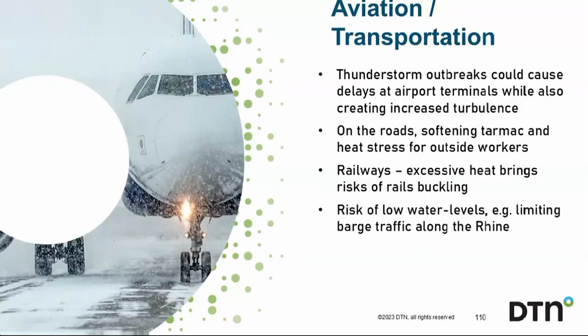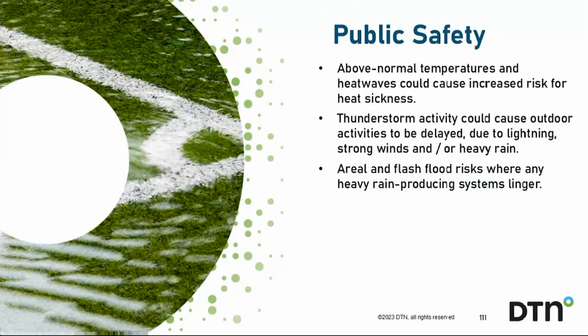For aviation and transport, thunderstorms are always an issue, potentially causing delays at terminals, causing turbulence in flight. Strong heat can give issues on the roads, heat stress for outside workers, similarly for the railways, risks of buckled rails, and risks of low water levels, limiting barge traffic along the Rhine, for example. That could be something to watch out for. Levels were already slightly low, and that position could worsen through the summer.